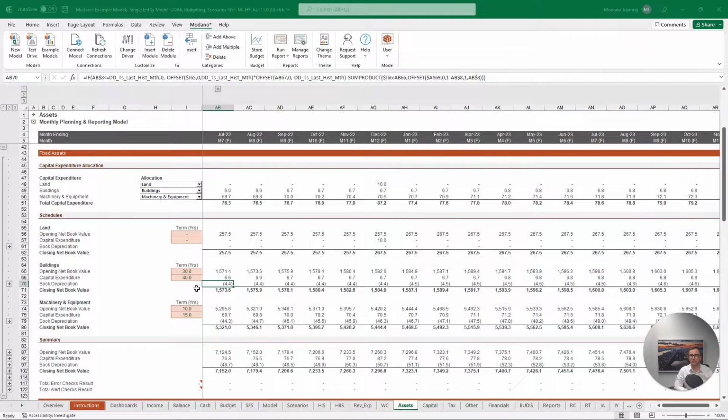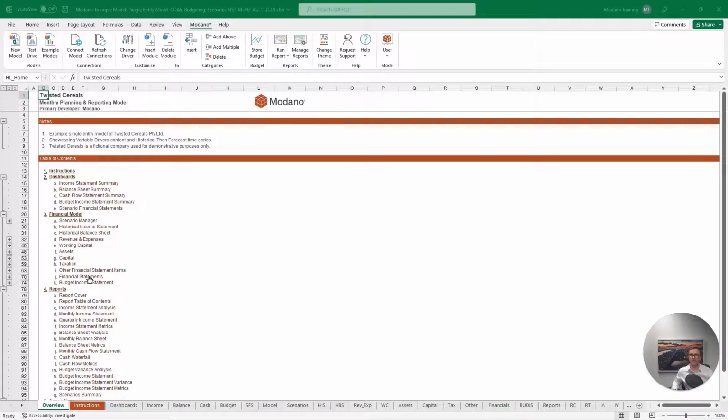Hopping back to our example, if we look at buildings, we have capital expenditure of 6.6 and depreciation of 4.4, with the net of these being 2.2, which represents the change in our fixed assets balance in the month of July 22, going from 1571.4 to 1573.6. If we want to see these impacts on our financial statements within the model, we can head back to our table of contents and activate our financial statements.